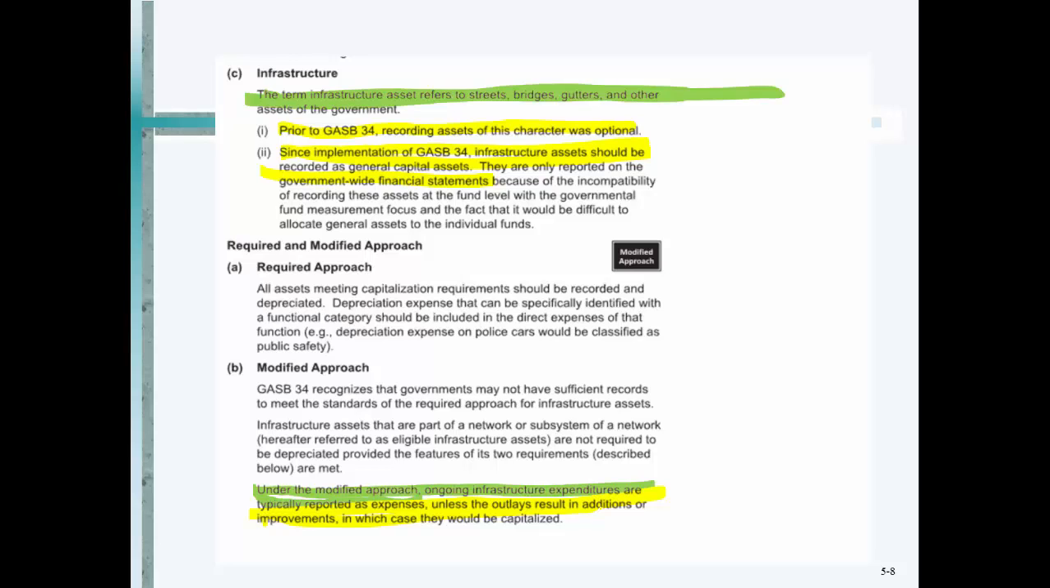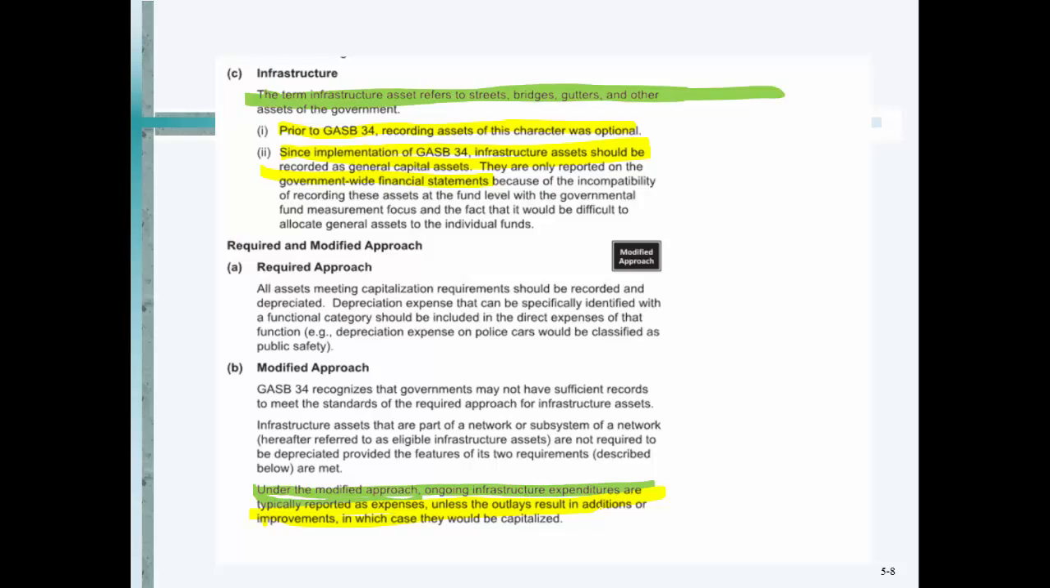So if you're dealing with the Hayward Bridge when they added lanes to that not too long ago, that would be capitalized, right? But any other amount you spend is going to be expensed, treated as expenditure, and you don't have to depreciate under what? The modified approach, which is only available for what type of assets?